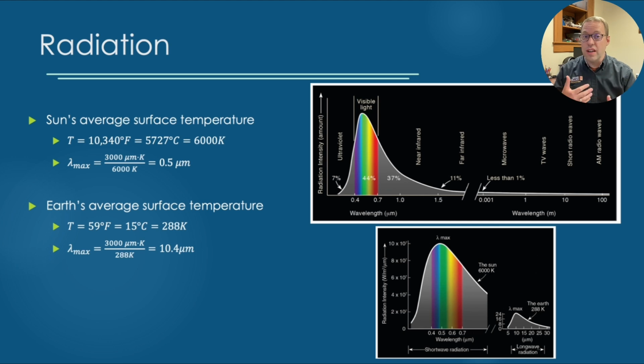Now that we've learned a little bit more about radiation and black bodies, we are ready now to jump into the greenhouse effect and talking about how this radiation coming from the sun, how it affects the atmosphere and us here at the surface.